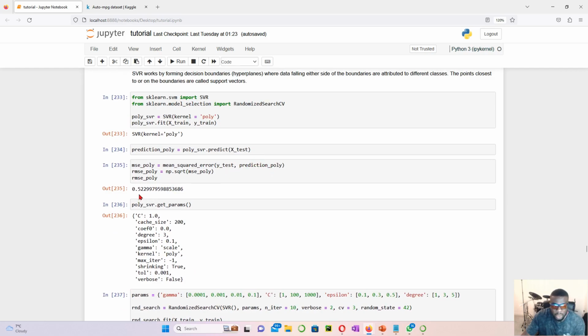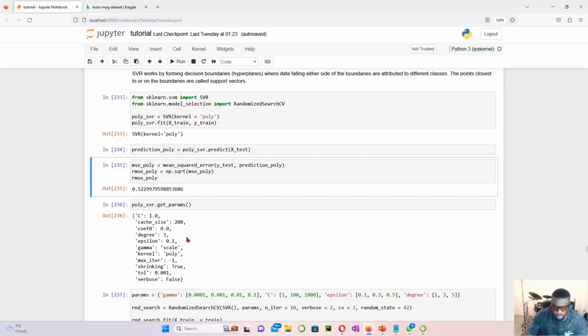As you can see, we get a lower value, so 0.52, which is good. It's better, but I think it could be better. So I decided to look at the parameters of SVR. I'm not going to go too much into this, but these are basically parameters that you can use to modify your model to fit your data better.